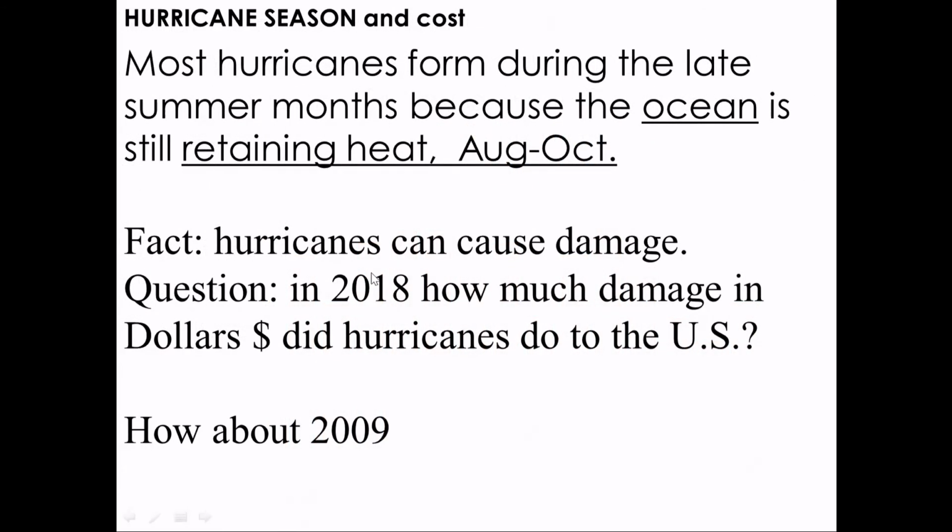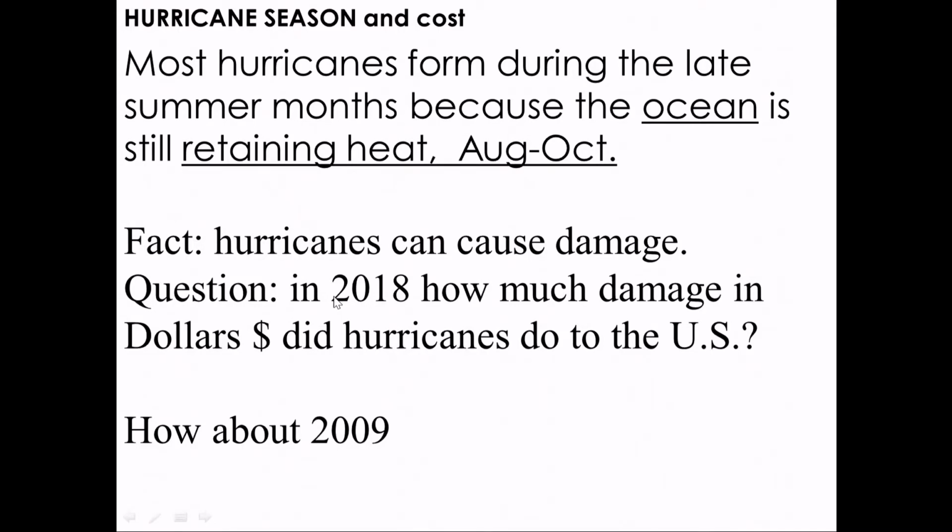Now, there is a time of the year where hurricanes are most likely to happen. It's not always the case. Sometimes you get hurricanes outside of the hurricane season, but hurricane season is August to October. And the reason it's in the late summer and fall is the ocean gets warmed up and then stays warm for a long time, for months. And so during those warm months of at least the ocean, even if the air is cold, the hurricane can still be formed.